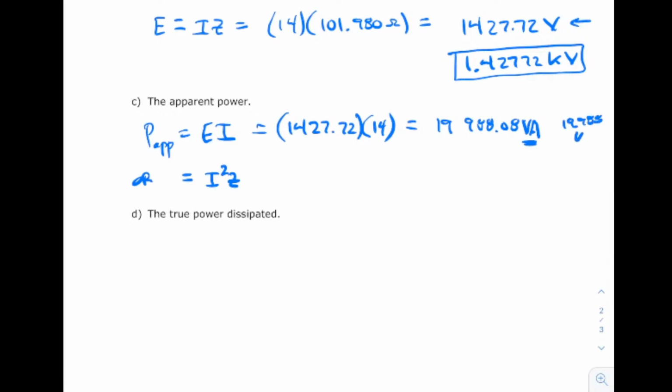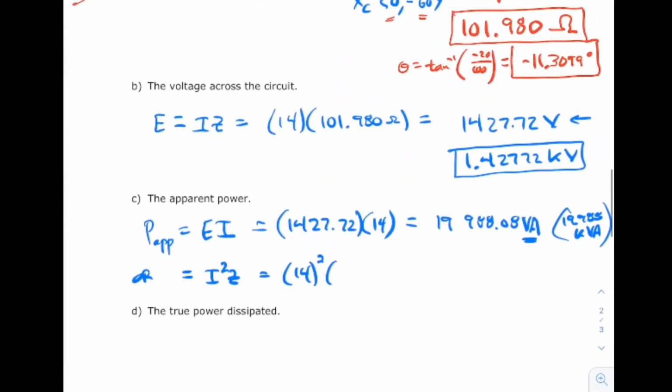19.988 kilovoltamps. I've seen kilovoltamps before too. If you did it this way instead, if you use this formula instead, if you took the I and squared it and then multiplied it by the Z, what was our Z again? 101.98. Let's hope this comes out exactly the same. 14 squared times 101.98.